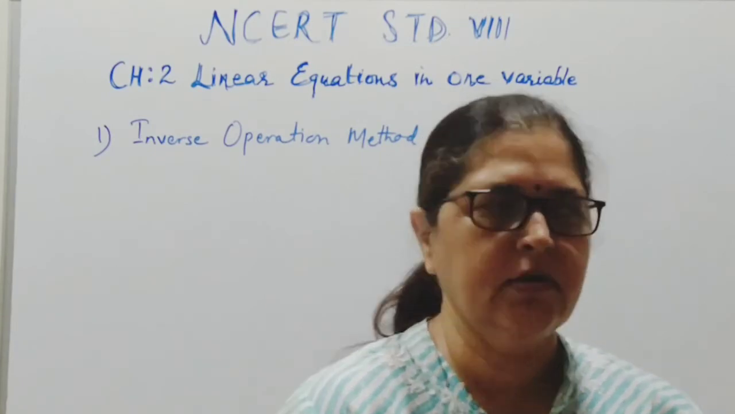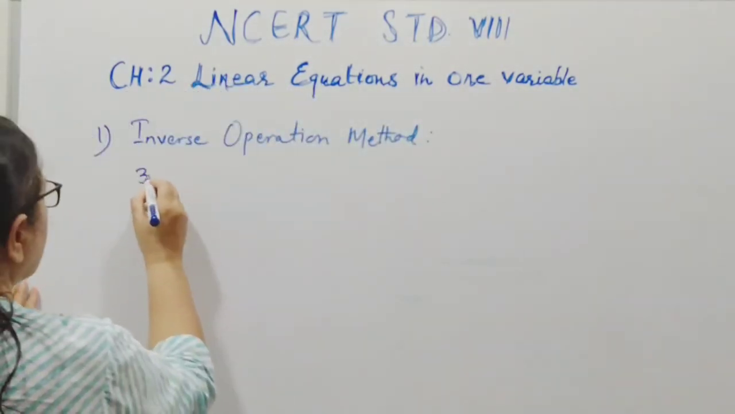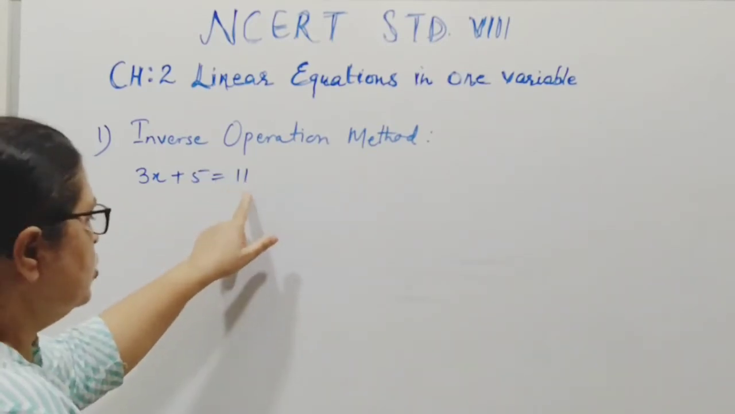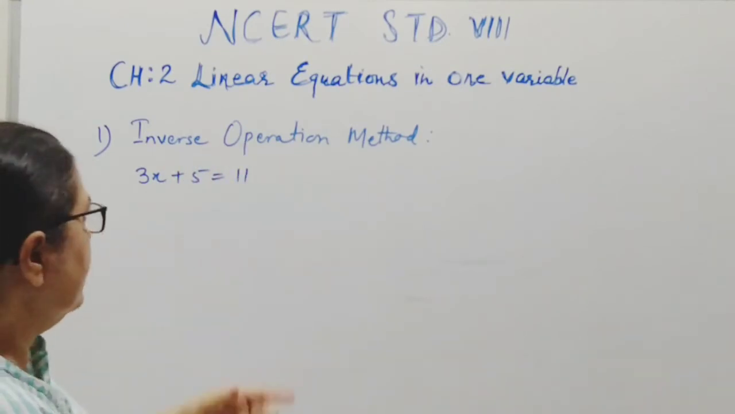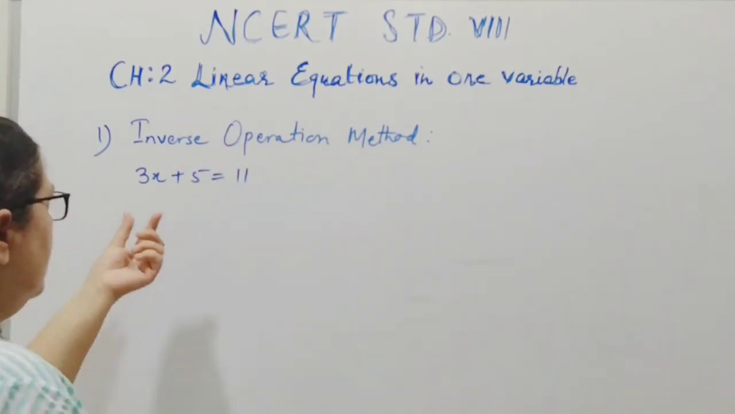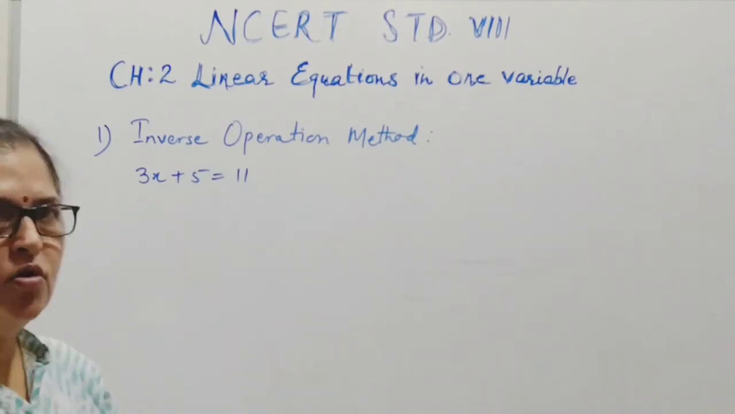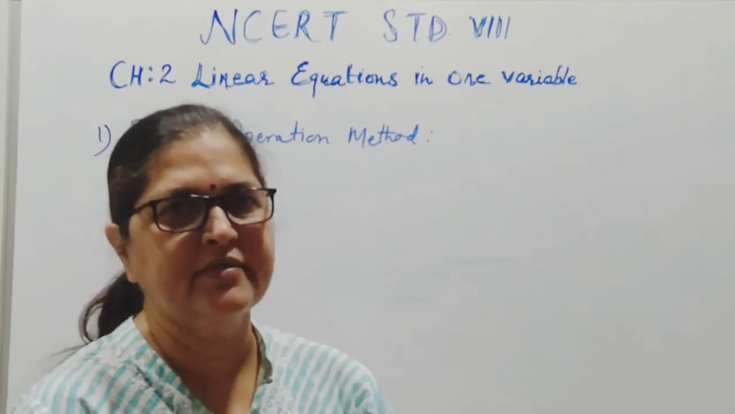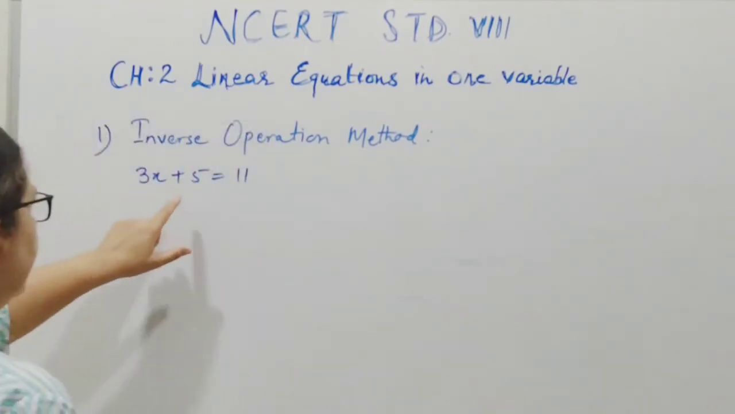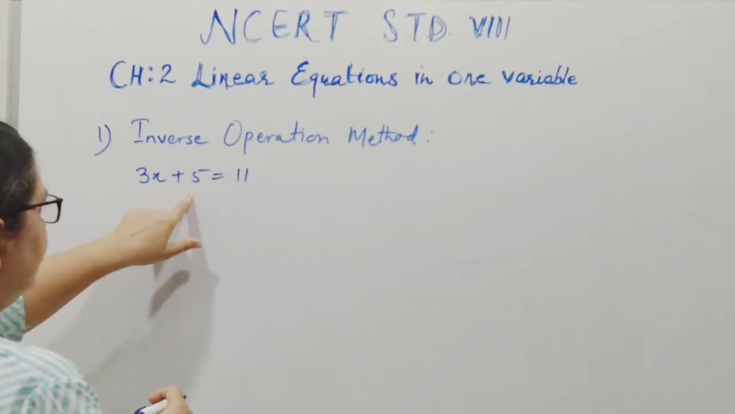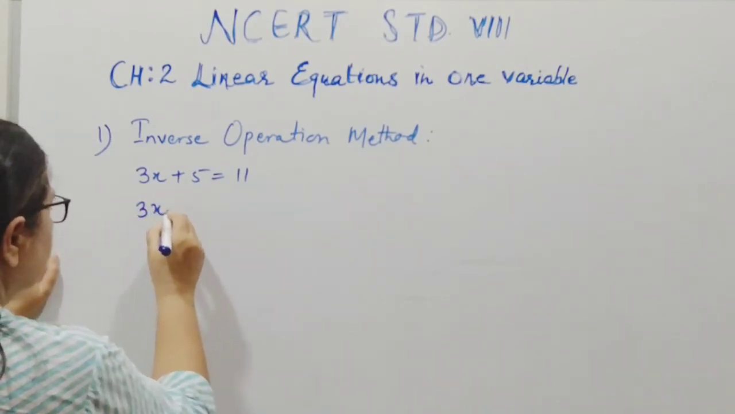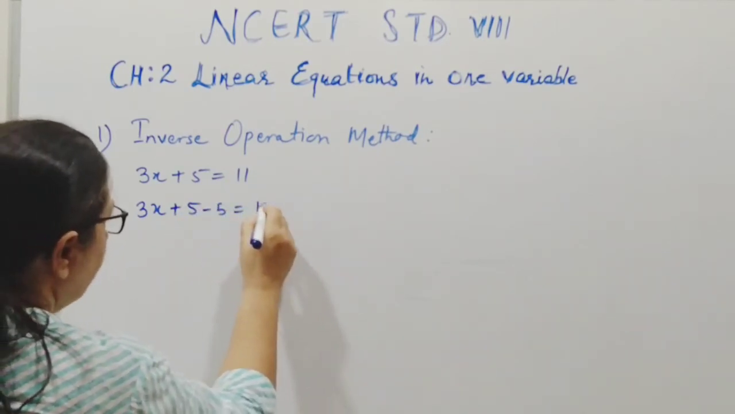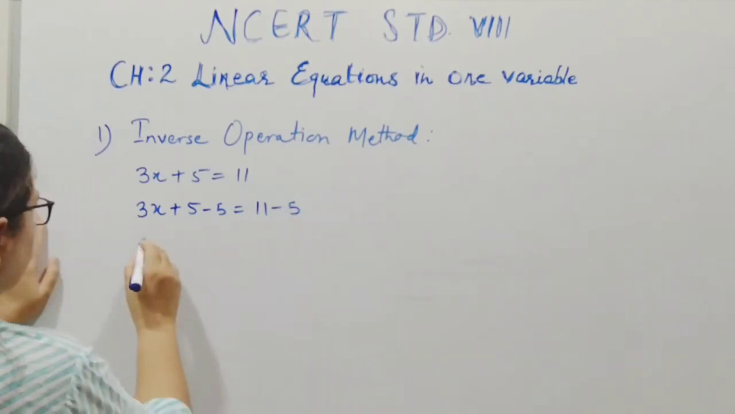Let us take an equation: 3x plus 5 is equal to 11. We will solve it using the inverse operation method. Here we have to keep the variable on one side and all the other factors or terms we have to take to the other side of the equality sign. First we will remove this plus 5, so we have to use inverse operation. This is plus 5, so we have to subtract 5 from both the sides to keep the equation balanced.